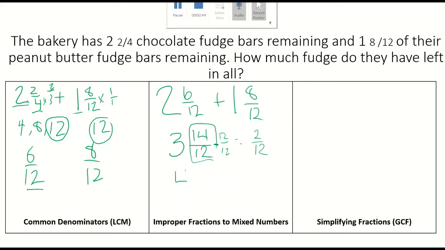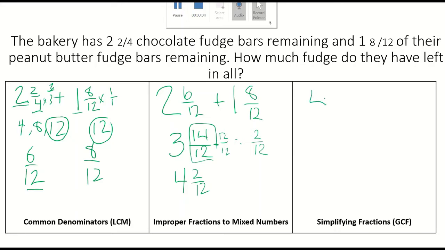How many times did I take out a whole number? Just once. So I'm going to add one whole, and I'll have my 2/12 left over. And that is the correct answer. But you can also simplify that because we can find a common factor with 2 and 12. And when you can do that, it means you can simplify.